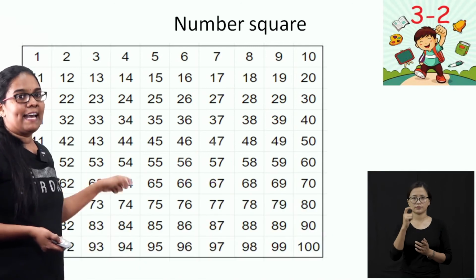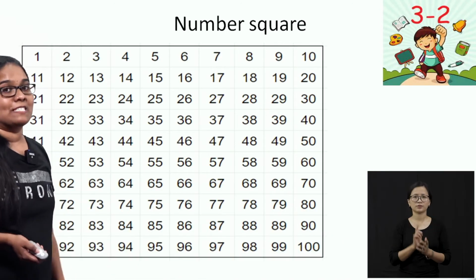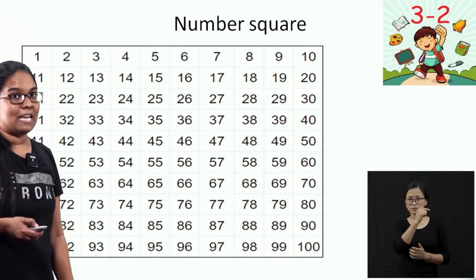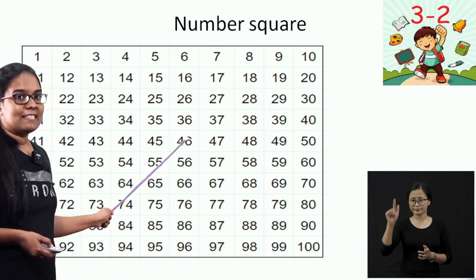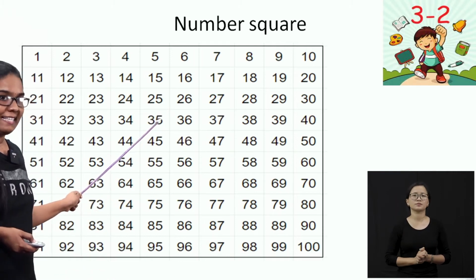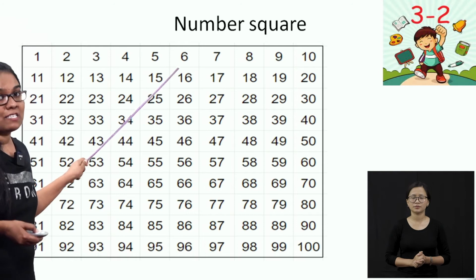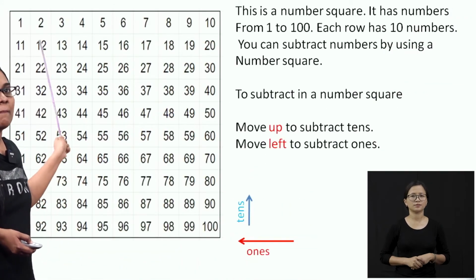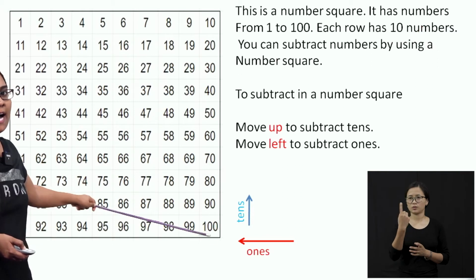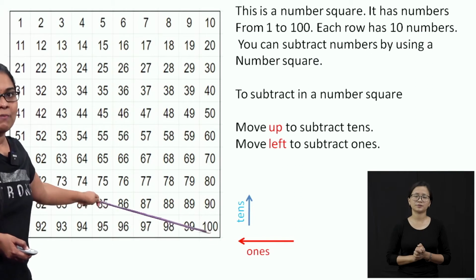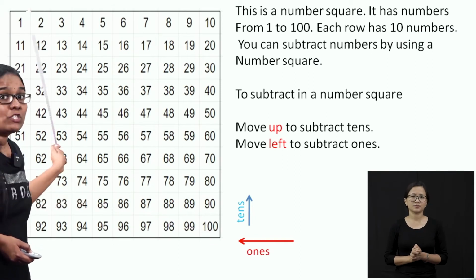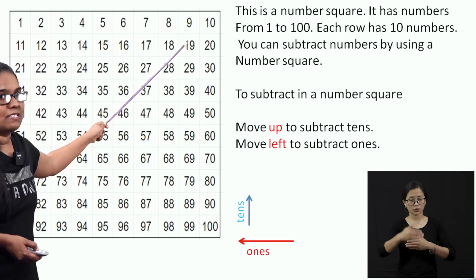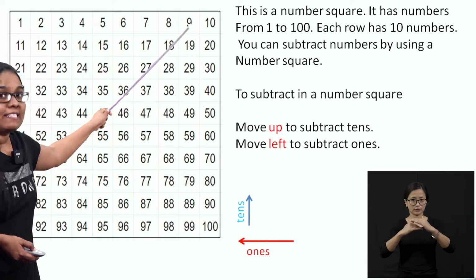Okay. Then next we are going to subtract numbers by using a number square. This is a number square. It has numbers from 1 to 100. Each row has 10 numbers.